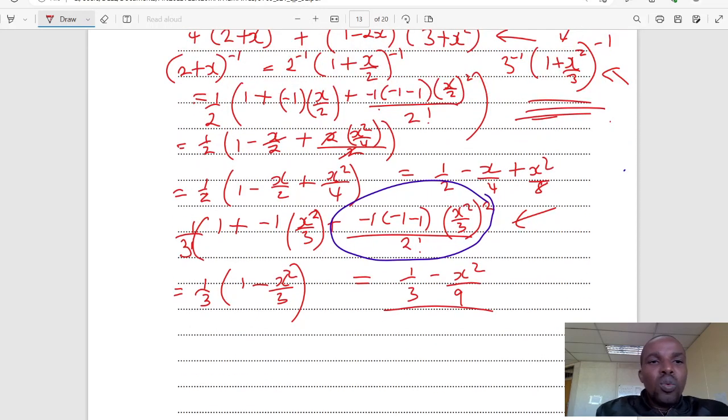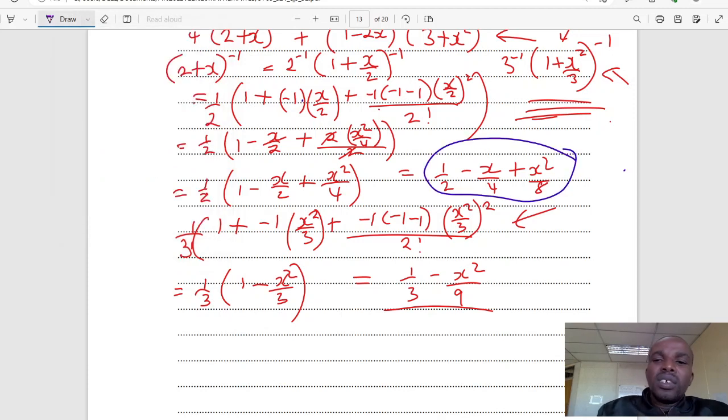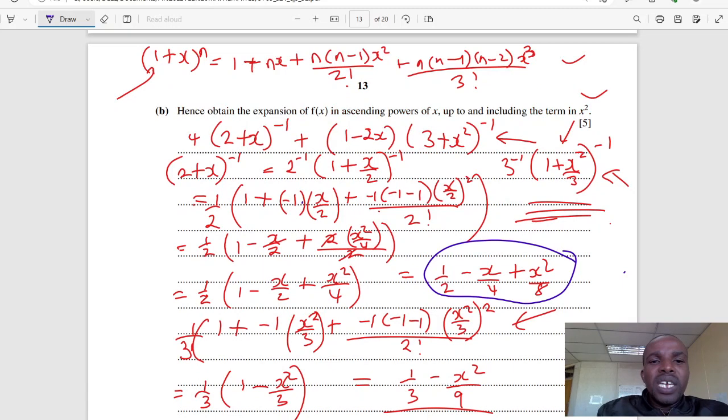I have to take, where are my answers? I have to take this one. Let me use different ink. I have to take this one and multiply by the one up there. It's supposed to multiply 4. I have to take this one, and I have to multiply by 1 minus 2x. Take note of that part.